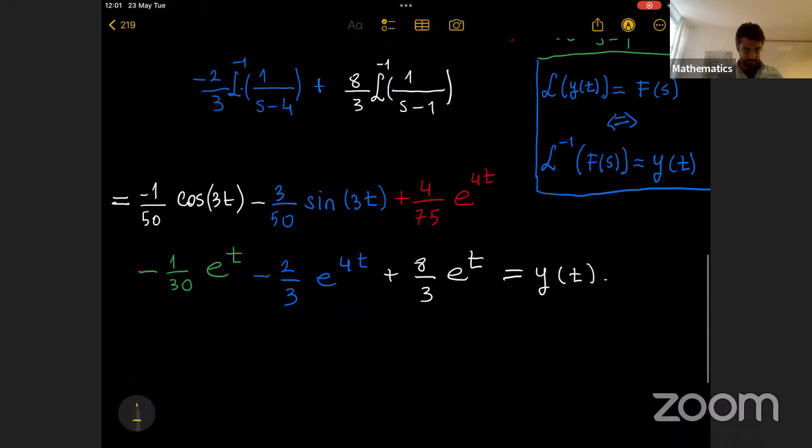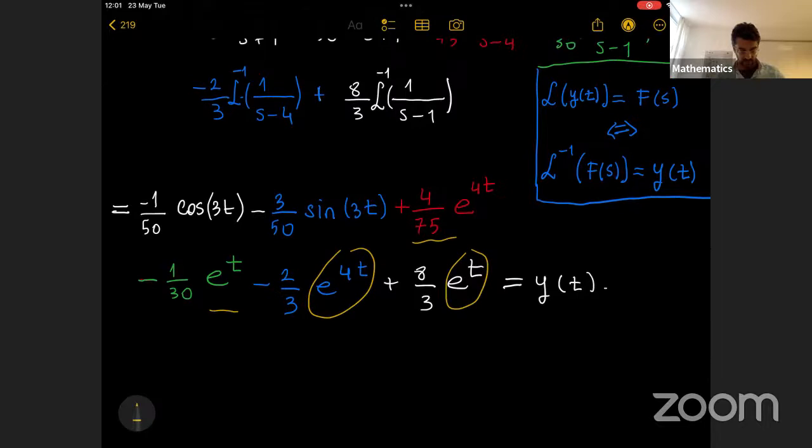Here we have e to the 4t, e to the t. You can combine this one and this one in a single form. So these are the solutions for the homogeneous equation, y_h, okay? And the particular solution is this one.